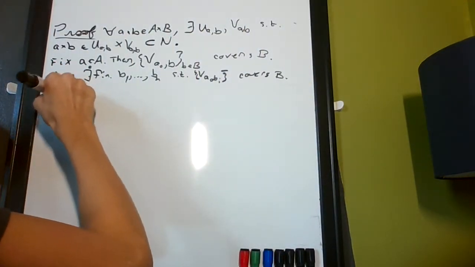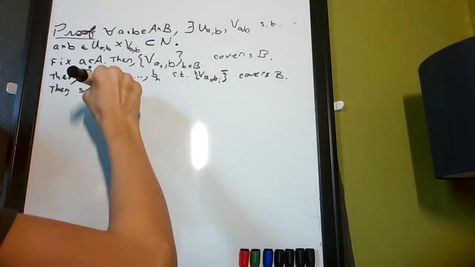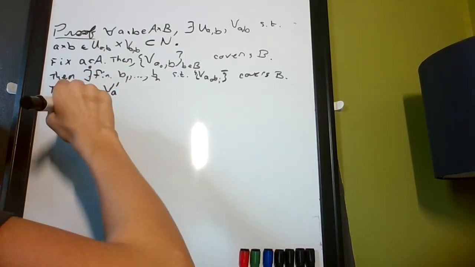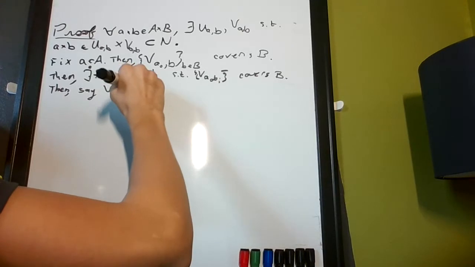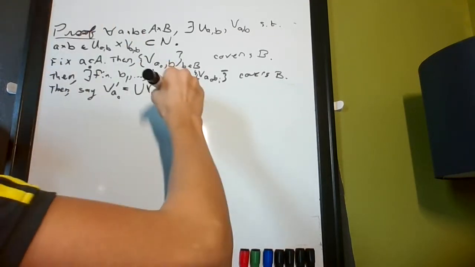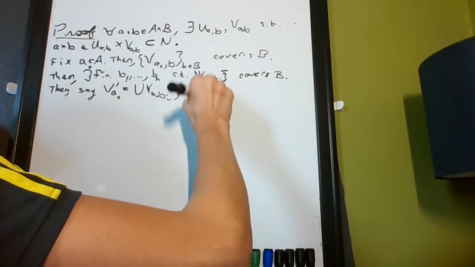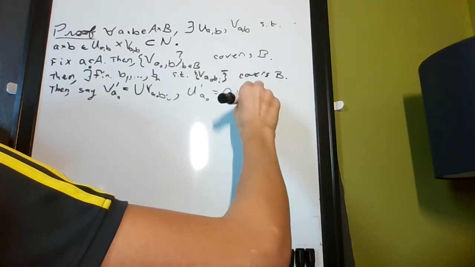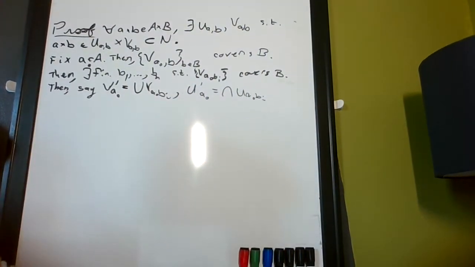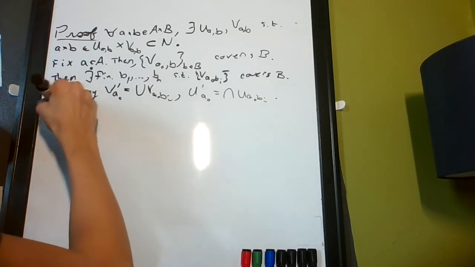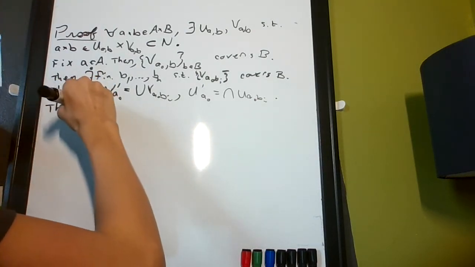Then say V prime sub a naught is going to be equal to the union of these V_a0bi's, and U prime a naught is going to be equal to the intersection of U_a0bi. Okay? So then, do this for each a.